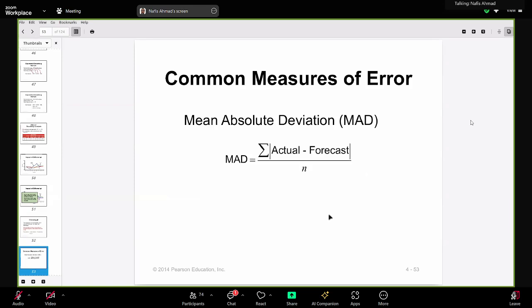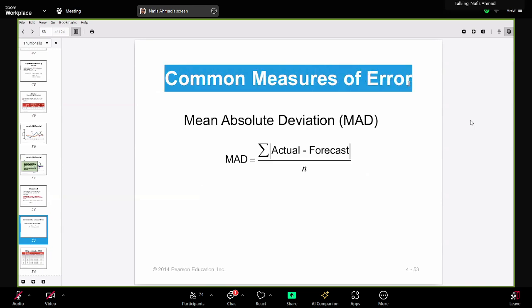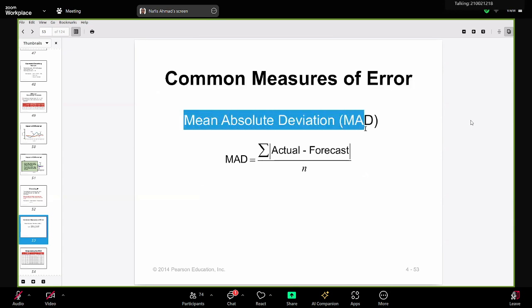And there are different techniques. One measure of error, how to measure the forecasting error. There are different techniques. The first one is mean absolute deviation.